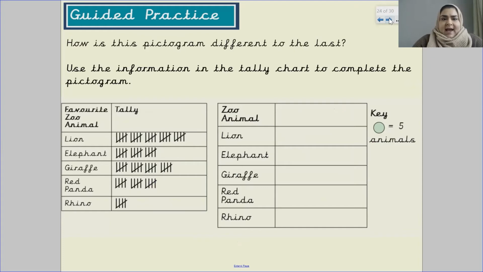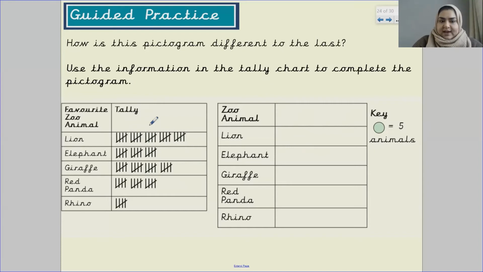Now, how is this pictogram different to the last? Use the information in the tally chart to complete the pictogram. Okay, so how is this different to the last one? So what I'm going to do is work out my tallies first. I am going to write down what the total is of my tallies, and then I'm going to draw my pictograms. So I know when a tally looks like that, it's 5.